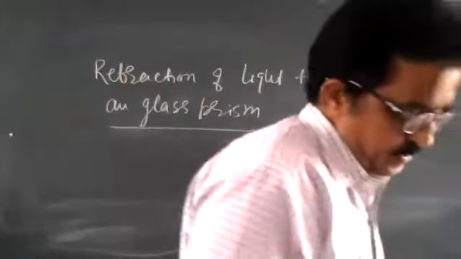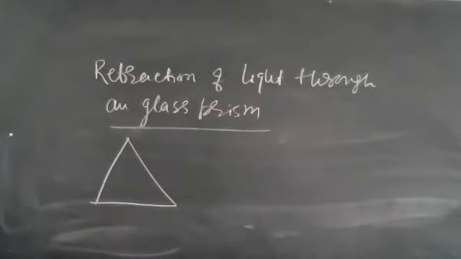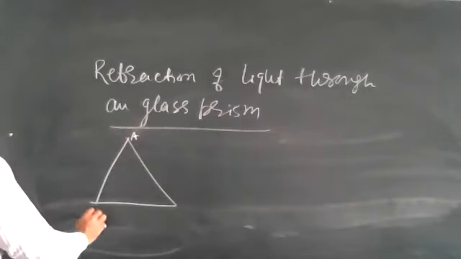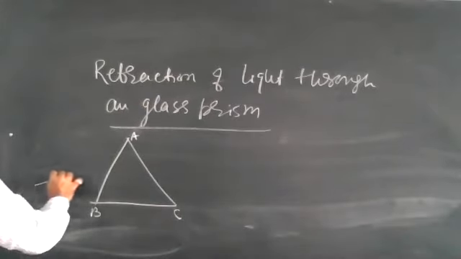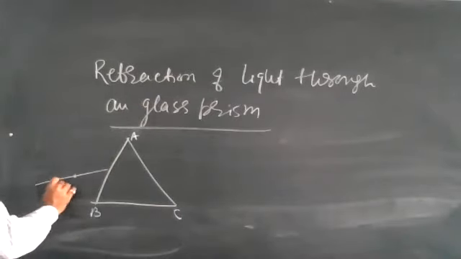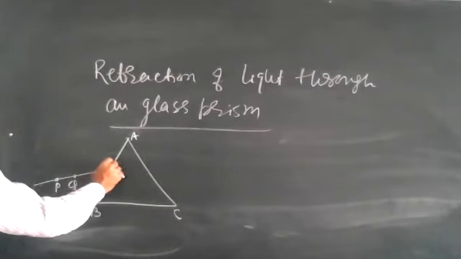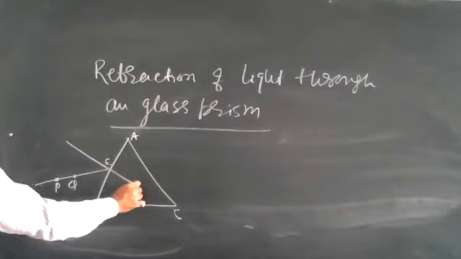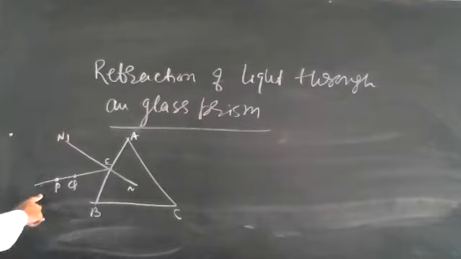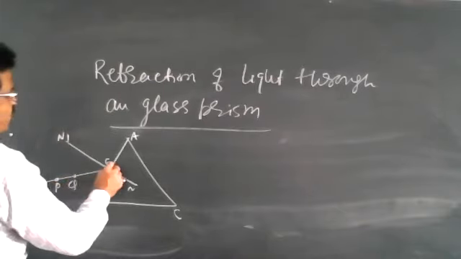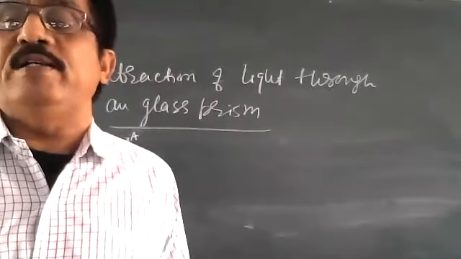So my dear children, see that this is the prism here, A, B, C. The incident ray PQ is coming here, falling on this surface at E. This is the normal here, and N1 is the normal. A ray coming from here to the denser medium will bend towards the normal.